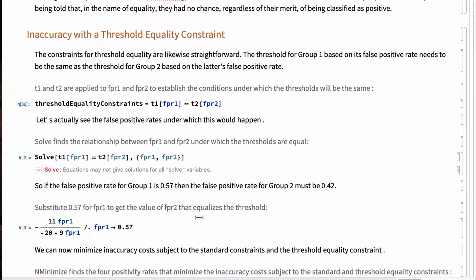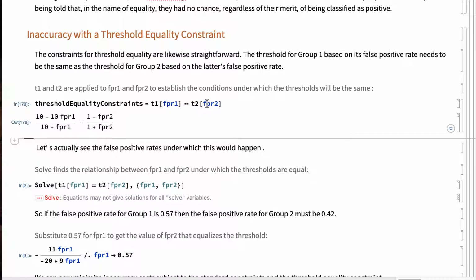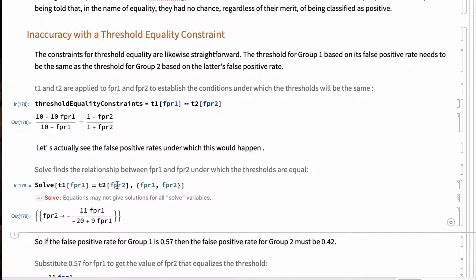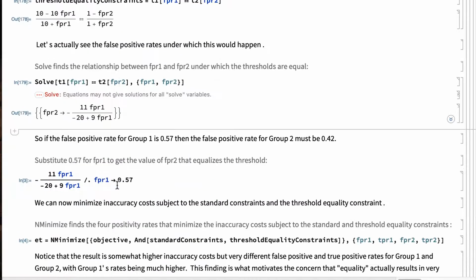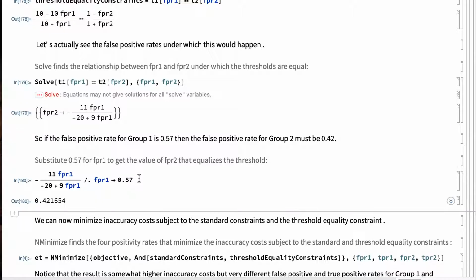Well, what about inaccuracy with a threshold equality constraint? So let's set that up. It's simple to set up. The threshold for group 1 has to be the same as the threshold for group 2. Let's find out when that would actually happen. Those are the false positive rates that would create that equality. So just to illustrate, supposing the false positive rate for group 1 was 57%, we could then see, well, that means that the false positive rate, if you want threshold equality, for group 2 must be 42%.